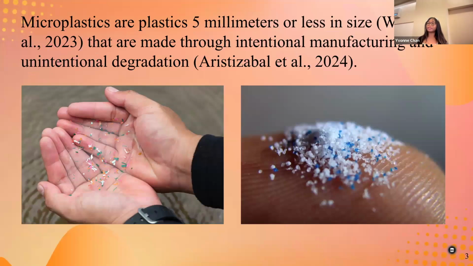Microplastics are defined as plastics that are 5 millimeters or less in size. Nanoplastics are defined as less than 1 micrometer in size. For the purpose of this presentation, I will use the umbrella term microplastics to encompass both micro and nanoplastics. Microplastics are produced in two different ways. One is through intentional manufacturing, with the purpose of them being in a product such as face scrubs or exfoliants. Another is unintentional degradation, where erosion and other forces of deterioration can produce them.